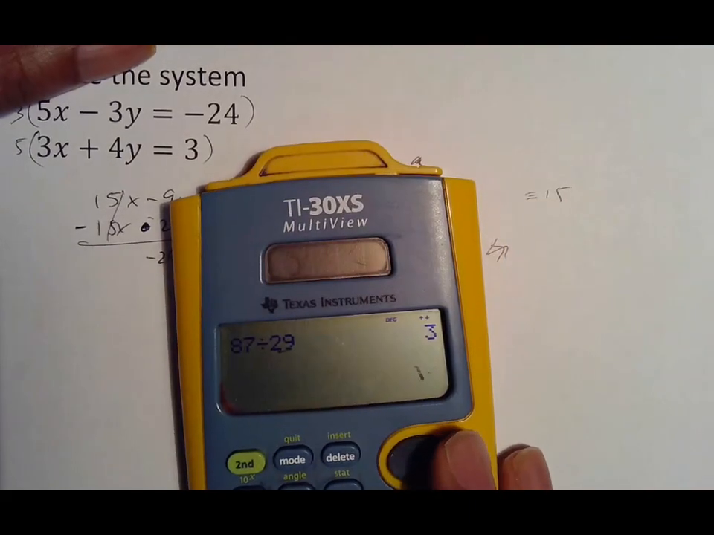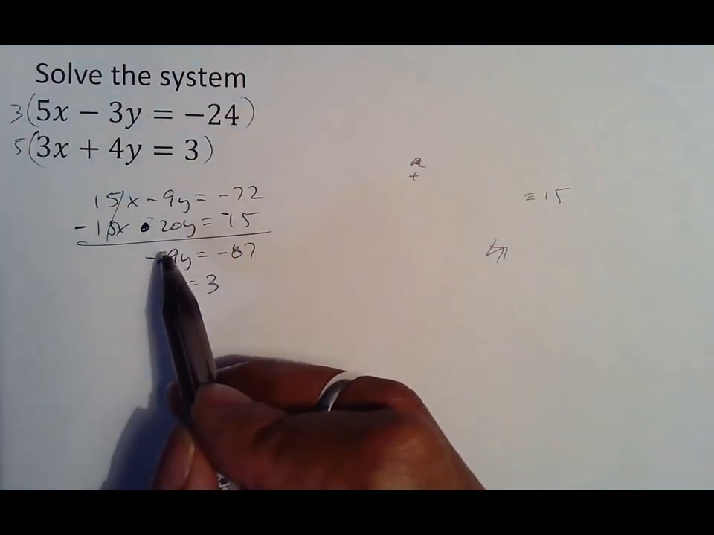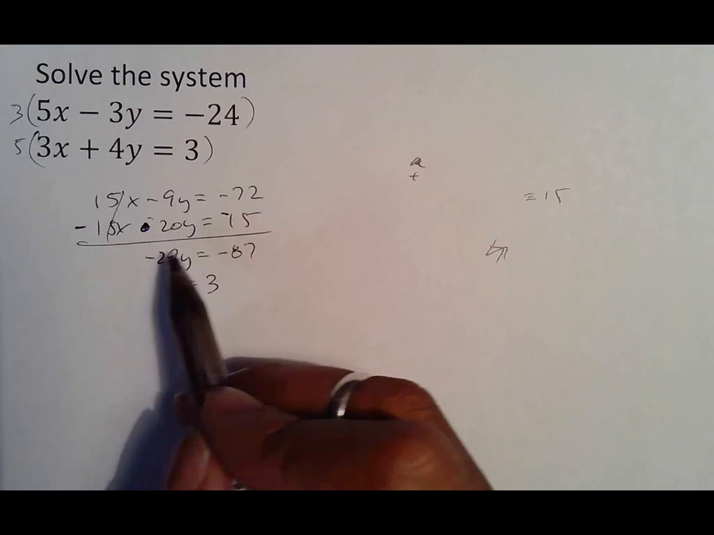And again, you'll notice that I do a lot of common sense thinking. What I don't type is negative 87 divided by negative 29 because I don't need the calculator to tell me whether it's negative or positive.